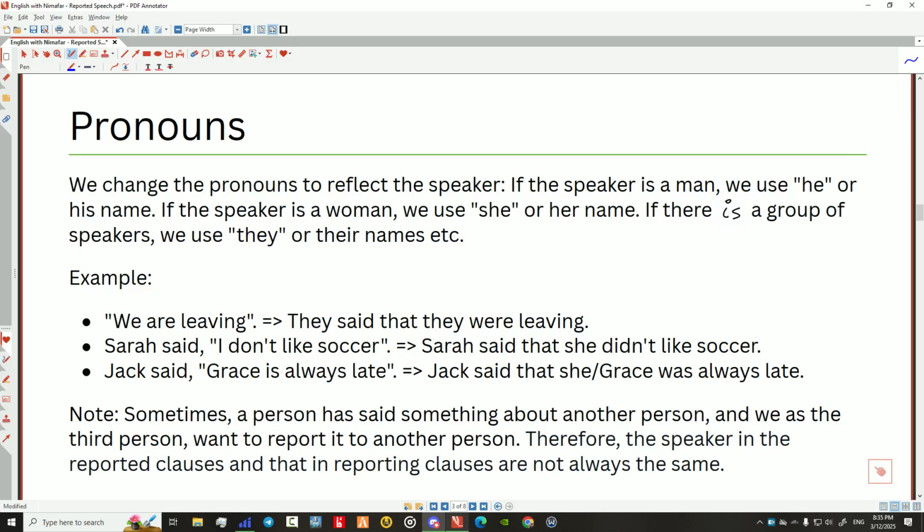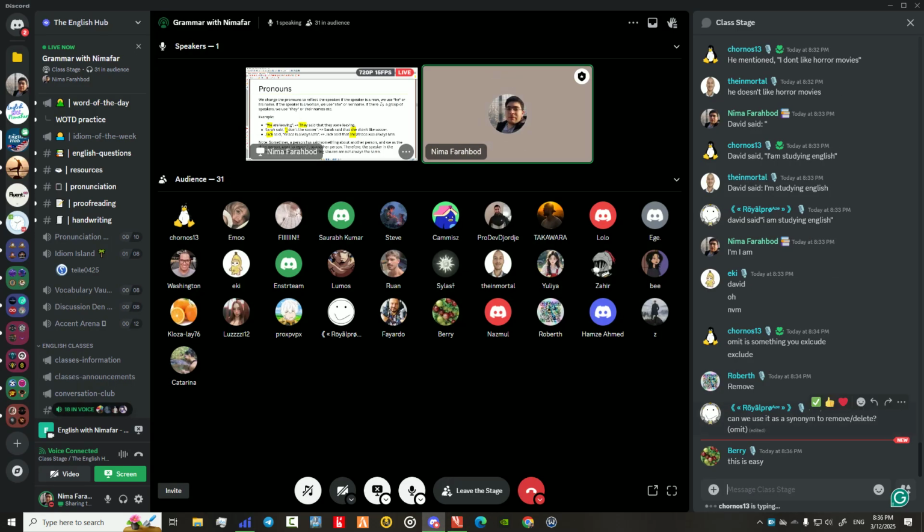Leave out too. Sarah said, I don't like soccer. Sarah said that she didn't like. Let's highlight it. I to she here, for example. We to they. Jack said, Grace is always late. Jack said that she was always late. Jack said that she, is it correct? Is Jack a man or a girl? A boy or a girl? Jack said she, is it possible?